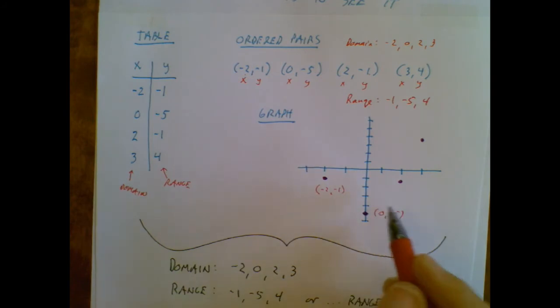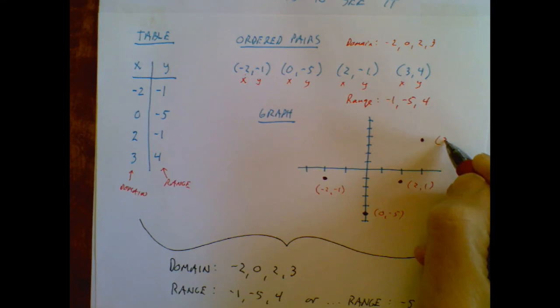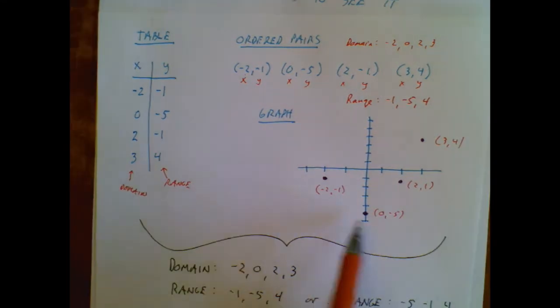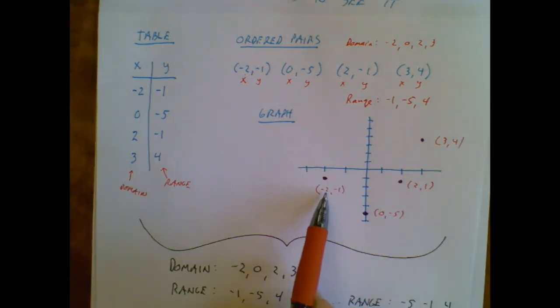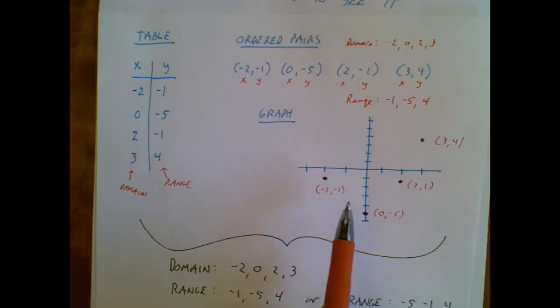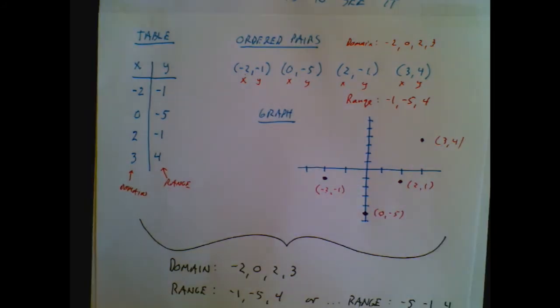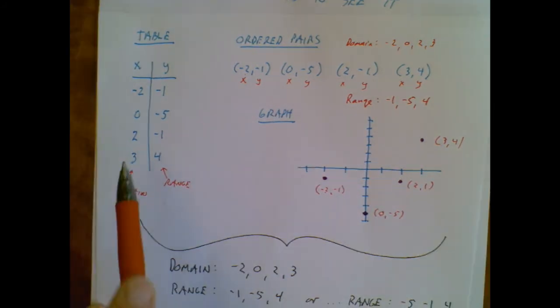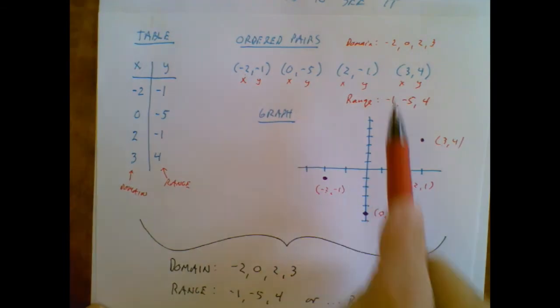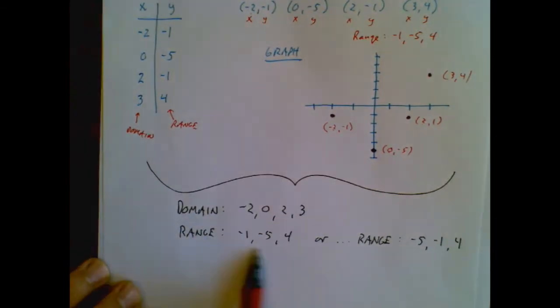So by doing that, it's again more work, but I can figure out what the domain and the range is by saying the domain is this, this, this, and this, because they're the x values. The range is this, this, this, and this, because they're the y values. So whether it's given to you as a table, ordered pairs, graph, or other tricky ways, you should be able to figure out what the domain and the range are.